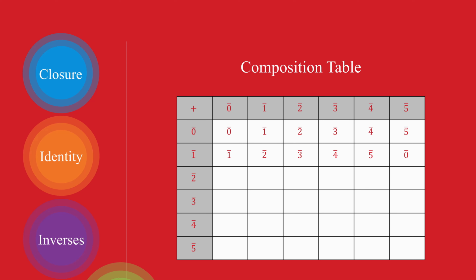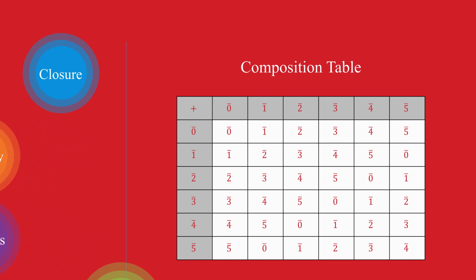So 1 plus 5 is 0. On the same lines we have 2 plus 0, 2 plus 1, 2 plus 2, 2 plus 3, 2 plus 4 is 6, which is 0, 2 plus 5 is 7, which is 1, and so on. We need to first verify the closure.